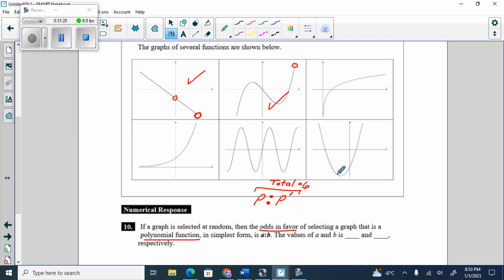This is a quadratic graph, degree 2, positive leading coefficient, it's up on the right. So it is a polynomial. So we have 3 polynomials and 3 not polynomials. When we reduce that, it's equally likely. It's 1 to 1. Now the values of A and B is blank and blank. I should say R. Okay.